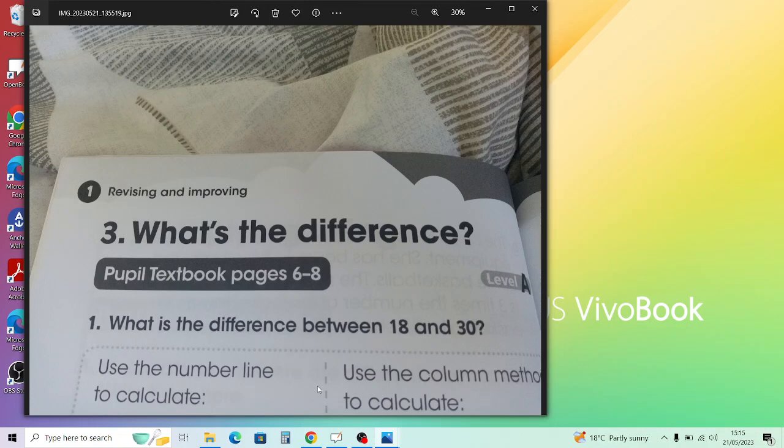Remember, we're takeawaying at this level. Just remember, for your child, takeawaying is the larger number take away the smaller number. Always the larger number take away the smaller number, at the moment, because we're only doing positive numbers.